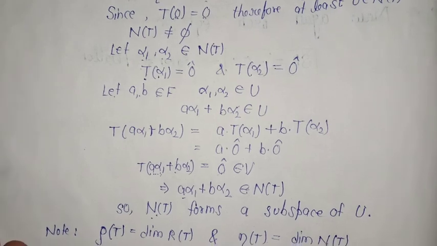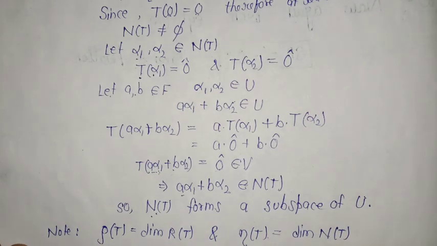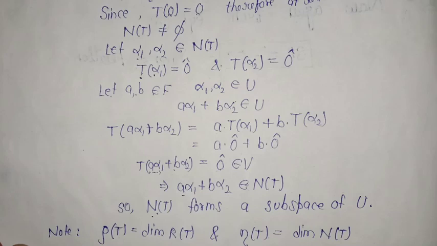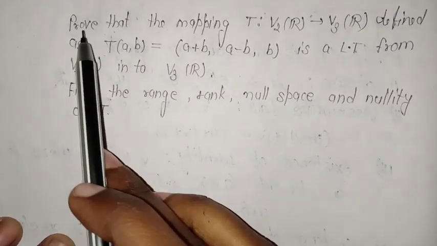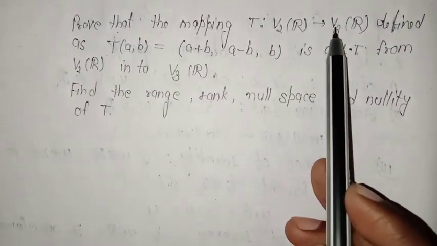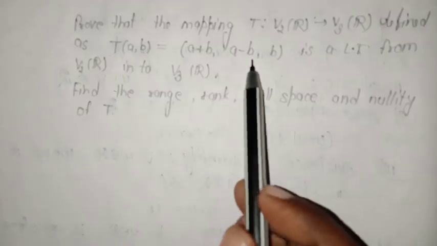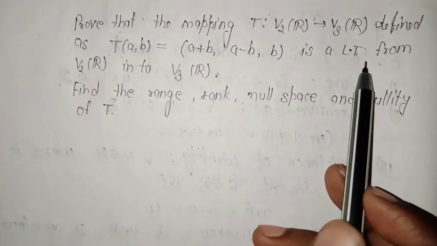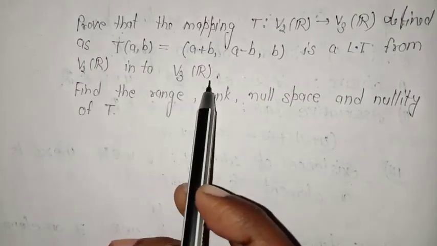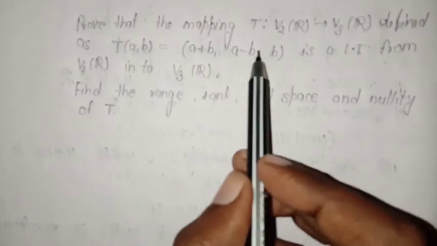Now I am going to take one example of a linear transformation in which we see how to determine the rank and nullity of the given transformation. So the example is as follows. Prove that the mapping T from V2 over R into V3 over R defined as T of (a, b) equals (a plus b, a minus b, b) is a linear transformation from V2 over R into V3 over R. I have taken one vector (a, b) from V2 over R and this is mapped into V3 over R, so it is in the form of a triad.